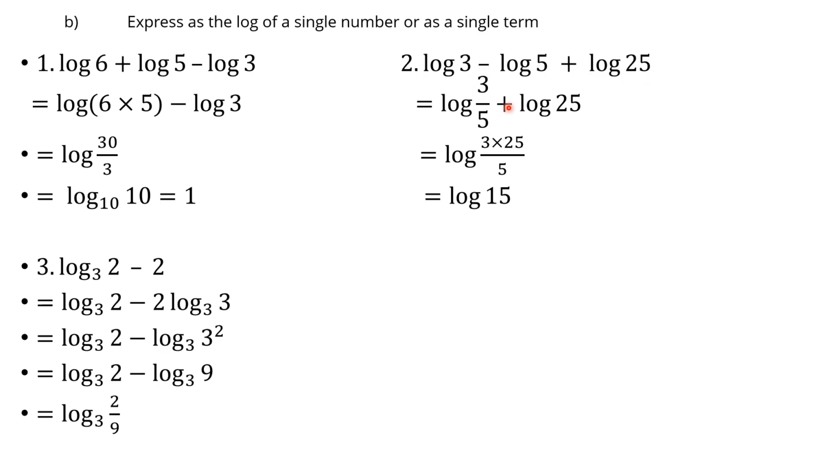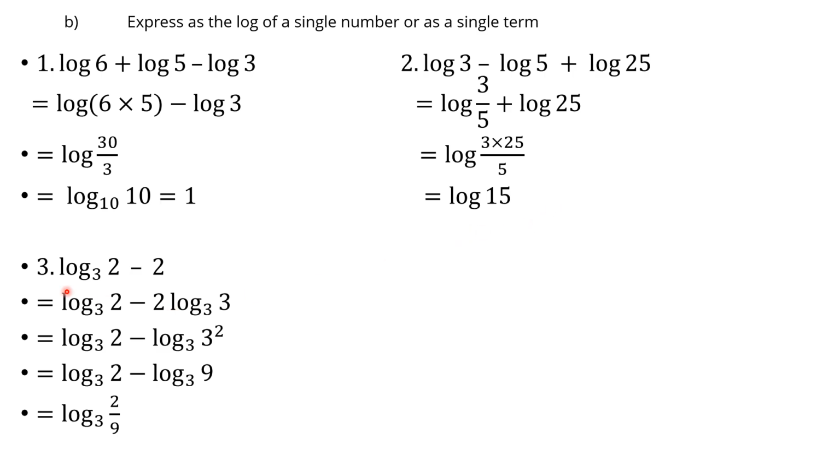And addition becomes multiplication, right? So we write it as one log, 3 times 25, which is 75, divided by 5, which then gives me a value of 15, so that becomes log 15.